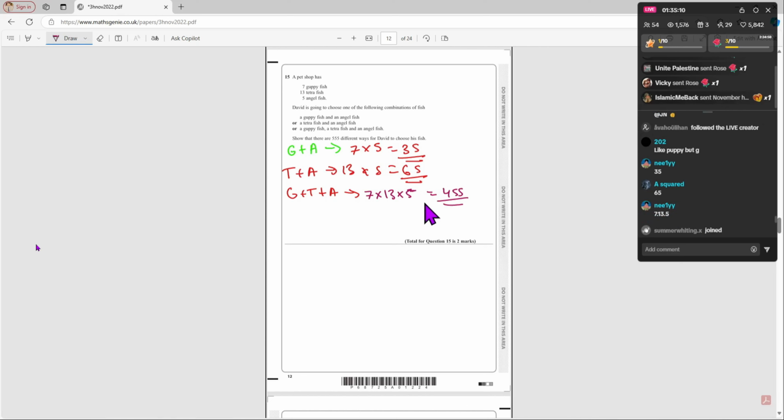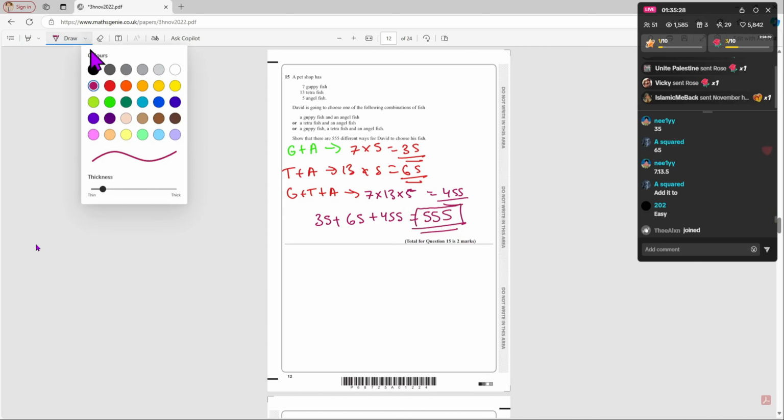And now once we have done that, do not forget, we're going to have to add them together to show you that it's going to be 555 different ways. We're going to do 35 plus 65 plus 455, which will give you 555. And that is going to be your answer. 2 marks right there.